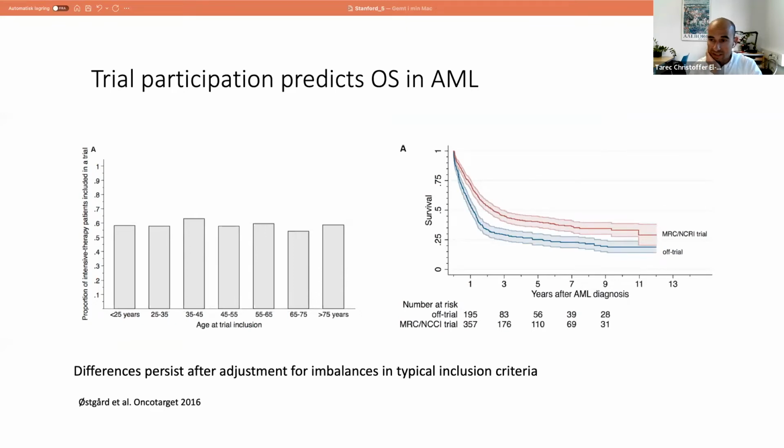This is a study from Denmark in AML, just showing how trial participation predicts overall survival in AML. This is quite interesting because in Denmark we have a very high participation rate in AML trials. We have around 60% of the patients, regardless of age more or less, that were included in clinical trials. When you look at the overall survival, then you'll also see that the vast majority of patients in these was treated within a trial. The vast majority of patients that had, for example, intensive treatment were treated in a trial. But when you look at the survival, it's clearly different. So patients that were treated in the trial, despite many of them being treated in the control arm or even in negative trials, they actually just do better. And this is also the case when you do adjustments for imbalances of the typical inclusion criteria, such as performance status.